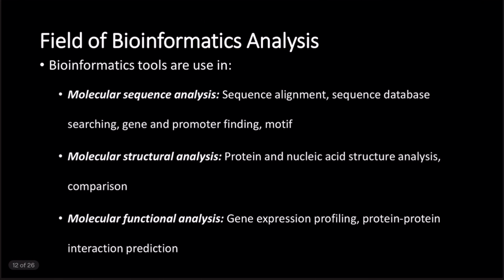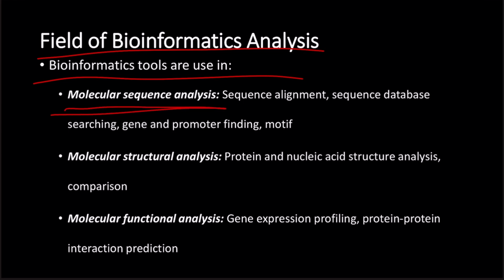Now coming to the field of bioinformatics, bioinformatic tools are used in three different types of analysis, that is molecular sequence analysis, then molecular structure analysis, then molecular functional analysis. Coming to molecular sequence analysis, the first one is sequence alignment, as we have already mentioned in BLAST, that is basic local alignment search tool. In that the query sequence gets aligned with the sequences which are already present in the database. Then next is sequence database searching. So basically we are searching for different databases and the different sequences which are present in the databases.